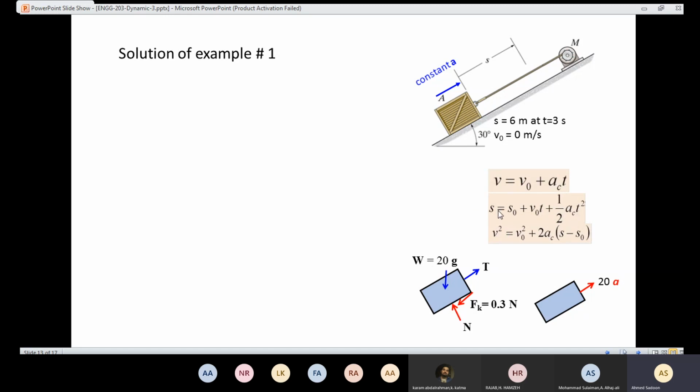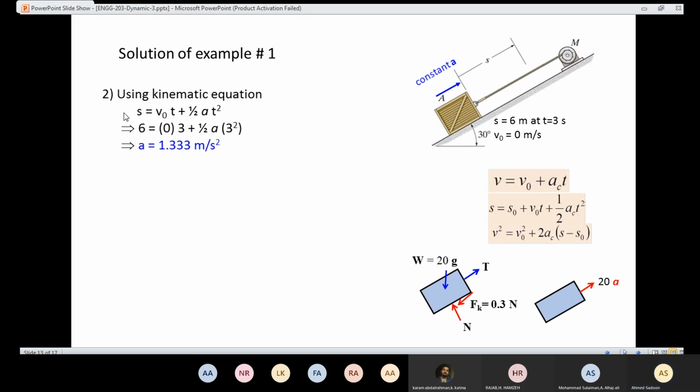So I'm going to use this formula here. The value of S equals 6 meters. V naught is 0. Here, the value of S naught also is 0. And the value of T is 3. And I have only one unknown, which is AC. AC came out to be 1.33 meters per second squared. So now we know the value of the acceleration. So now we know the value of A.